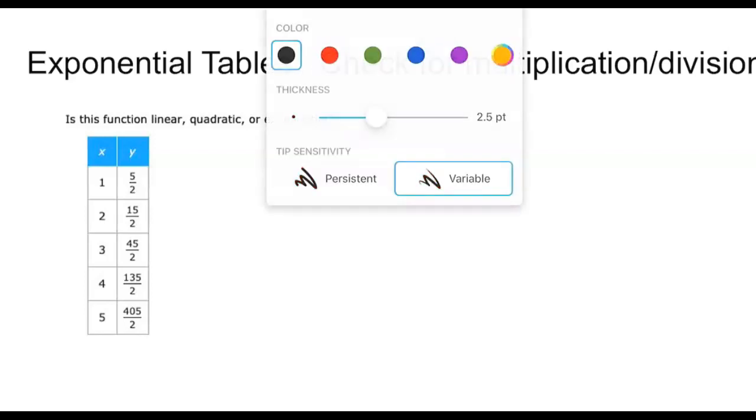Remember, exponential has to do with that multiplication piece. So I have 5 halves and I'm going to take that and I'm going to move to 15 halves. Well, what is 5 halves to 15 halves? Right, I added 10 halves. So again, I'm on my first difference here. If I have 15 halves and I'm going to 45 halves, now I have 30 halves. And 45 to 135, correct, 90 halves. And 135 to 405, 270 halves.